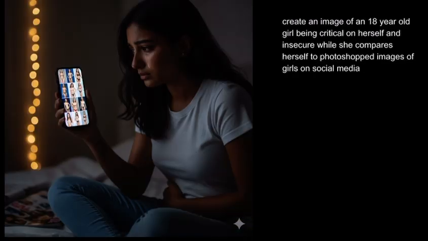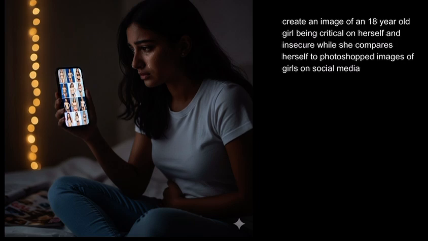I said create an image of an 18-year-old girl being critical on herself and insecure while she compares herself to photoshopped images of girls on social media. So the image is very similar, but I think it does encapsulate one more topic that is in my essay. I think this goes to show a really good example of the self-image comparison that I discuss in my project.